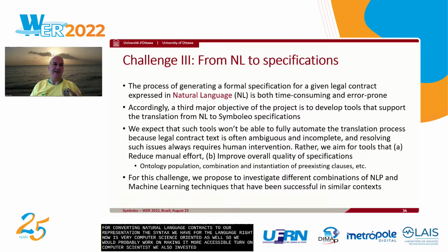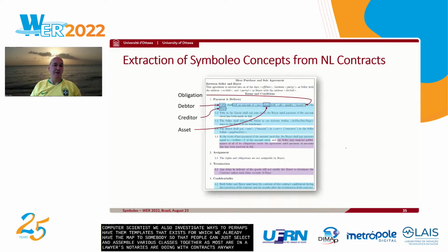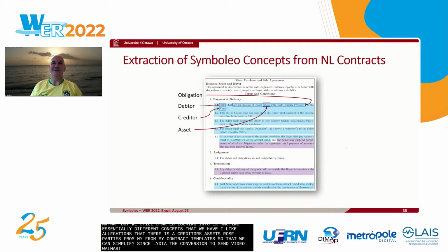We also investigate ways to perhaps have templates that exist for which we already have the mapping to Symboleo, so that people can just select and assemble various clauses together, as most lawyers and notaries are doing with contracts anyway. But we still started looking into extracting essentially different concepts that we have, like obligations, debtors, creditors, assets, roles, parties from contract templates, such that we can simplify essentially the conversion to Symboleo. So more to come next year.